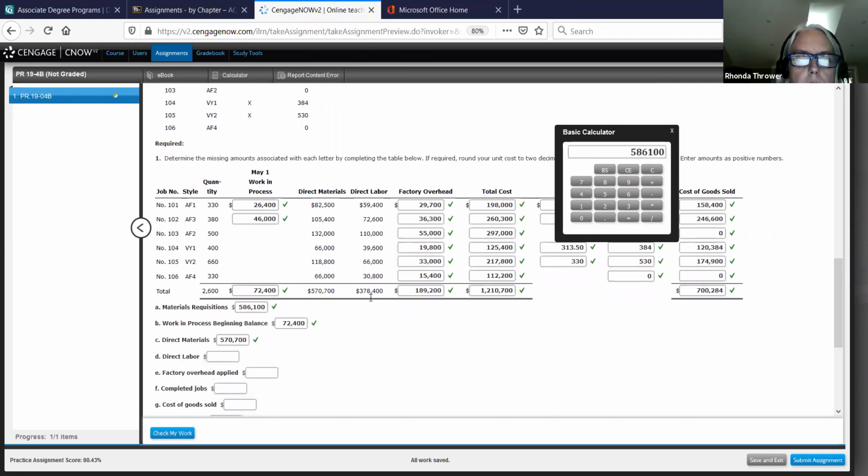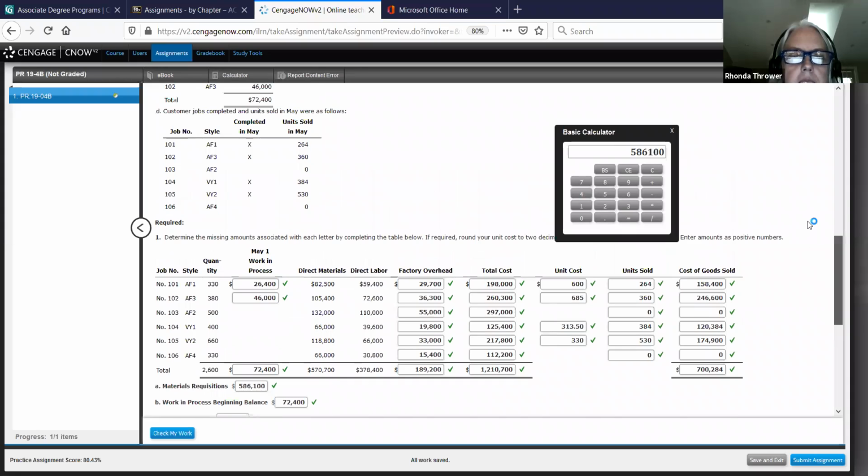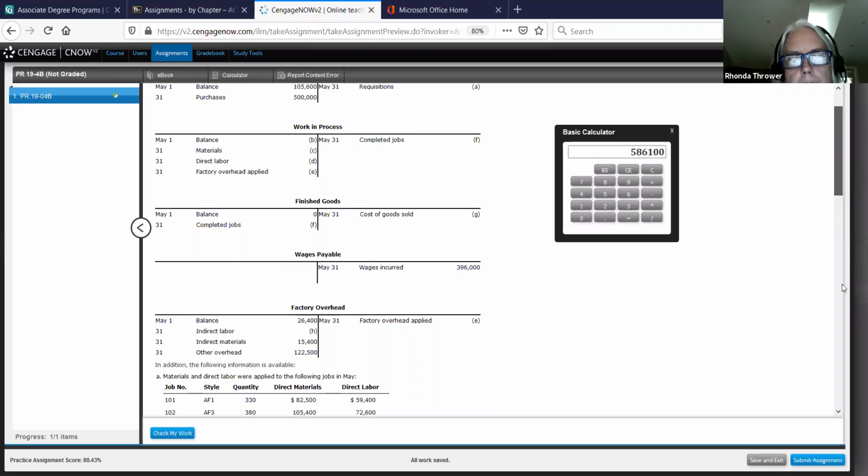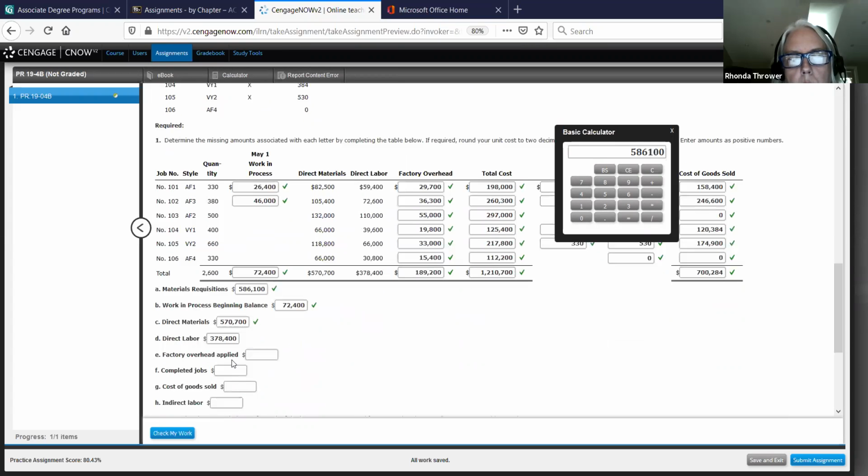Your direct labor was also given at $378,400. What you should know about direct labor is it will go directly into work in process. So in my work in process, I should have a D over on the debit side for my direct labor. That's the D part right there. That's the amount that would go into D. Then for E, they want the overhead applied. The overhead applied was what we calculated here. The total overhead applied is $189,200.